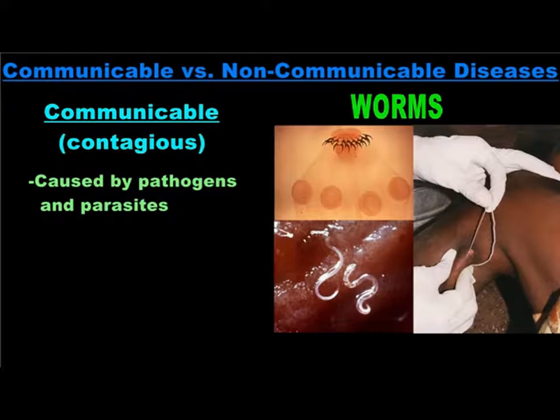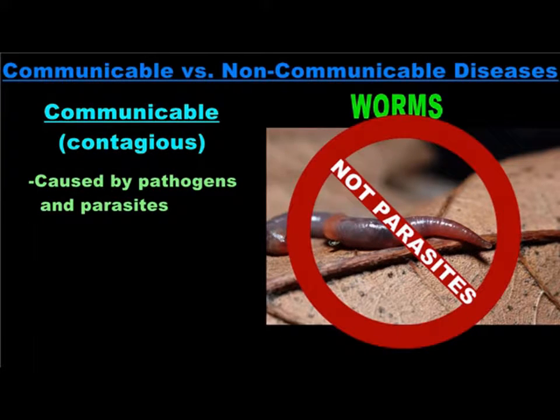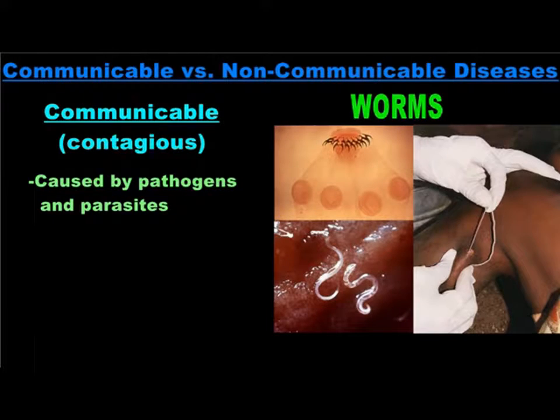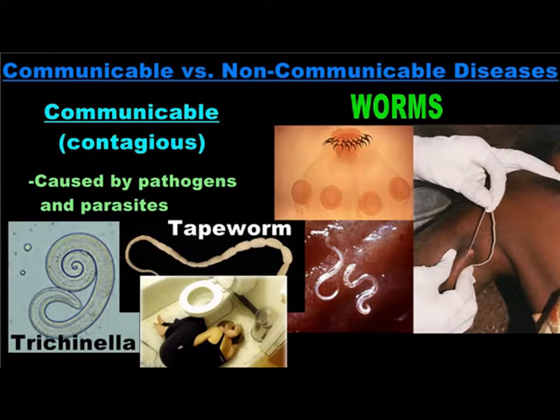The last group of pathogens that cause communicable diseases are parasitic worms. We're not talking everyday earthworms here. Earthworms are not parasites, nor do they cause disease. Worms that can be pathogenic include a number of different species. Trichinella worms, which cause trichinosis, and tapeworms, for example, are usually contracted by eating the undercooked meat of an infected animal. In both cases, you may experience nausea, diarrhea, and weight loss.